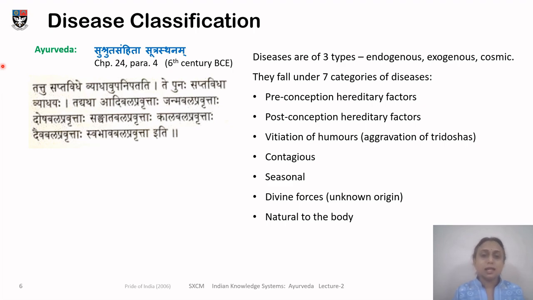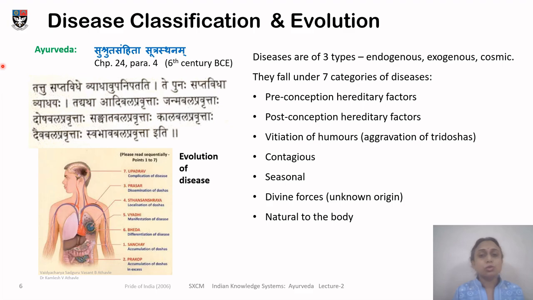It's not just the classification, but also the evolution of diseases that is spoken about in the Sushruta Samhita. So I'll walk you through this slide where it talks about the evolution of diseases because of sanchaya, that is the accumulation of doshas; prakopa, the aggravation of those doshas; prasara, the dissemination of those doshas to various parts of the body. So it refers to systemic illness.